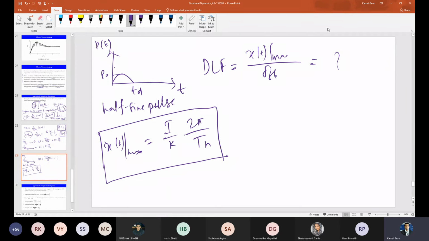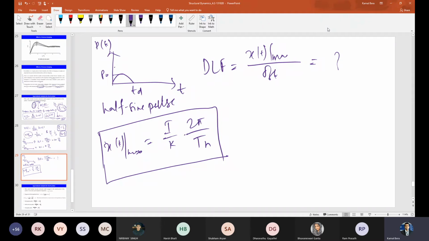Now you have already done the response due to an impulse of unit magnitude, right? That is called the unit impulse response function. You remember h(t minus tau), that is 1 by m omega n sin omega n (t minus tau), for an undamped system. If there is no time shift, then it will be just 1 by m omega n sin omega n t. Clear? That is per unit magnitude of impulse. Now if my impulse magnitude is I, which is nothing but the integral of p(t) dt, t ranging from 0 to td, where td is the duration of the pulse, then x(t) equals I multiplied by 1 by m omega n sin omega n t.